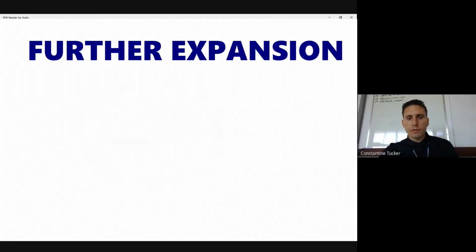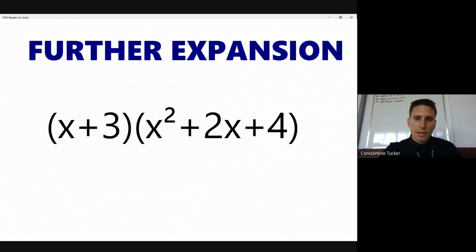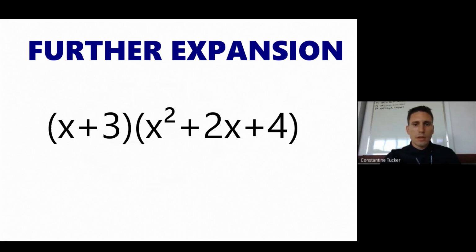Let's see now very quickly another example where we might have something like this. So in this example right here, we have 2 terms in the first pair of brackets and 3 terms in the second pair of brackets. So in these cases, we will use a very similar method, really same as before. I will use 2 colors for this.